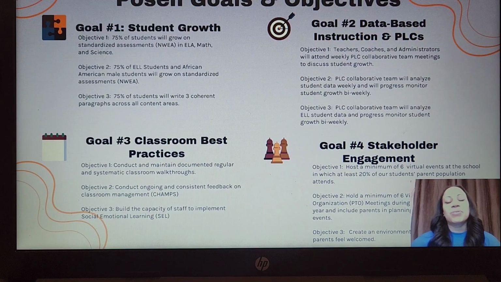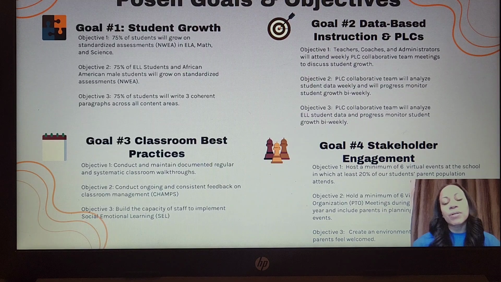And now we're going on to the goals and objectives for Posen School. As you can see, the goals and objectives look very similar, actually identical to Keller Middle School. The reason why is because as superintendent, I felt it was very important for the goals of each school to be consistent. And so the 4 goals that each school identically have in their school improvement plan are student growth, data-based instruction and PLCs, classroom best practices, and stakeholder engagement.